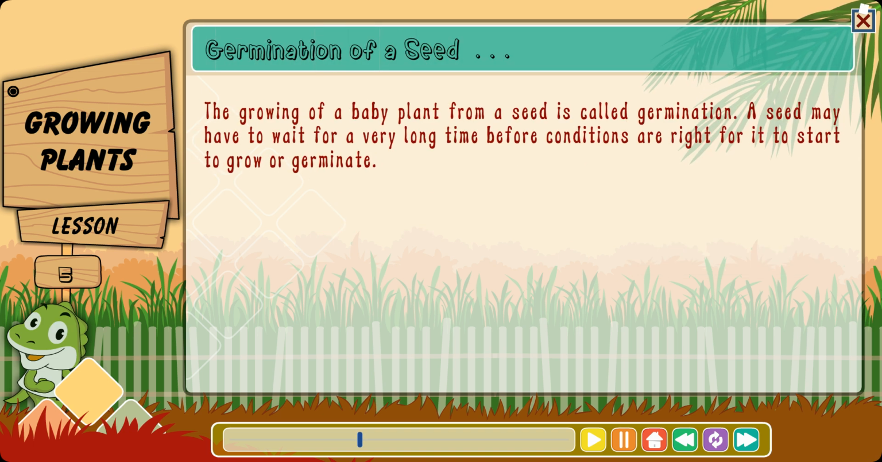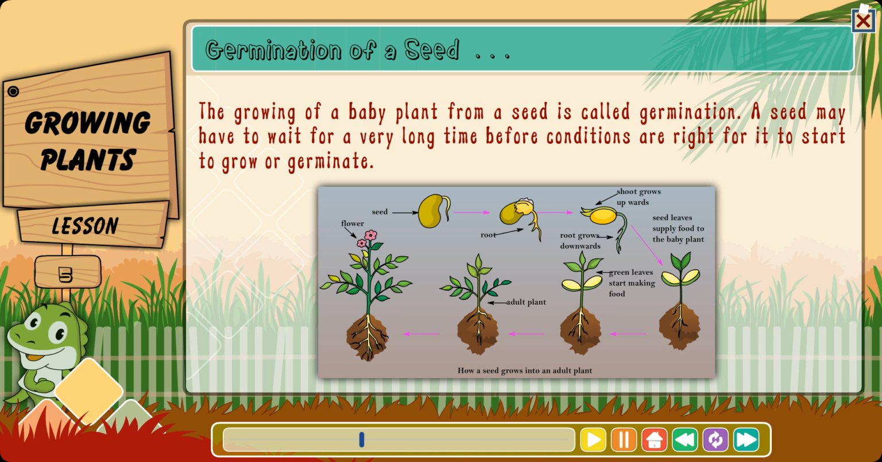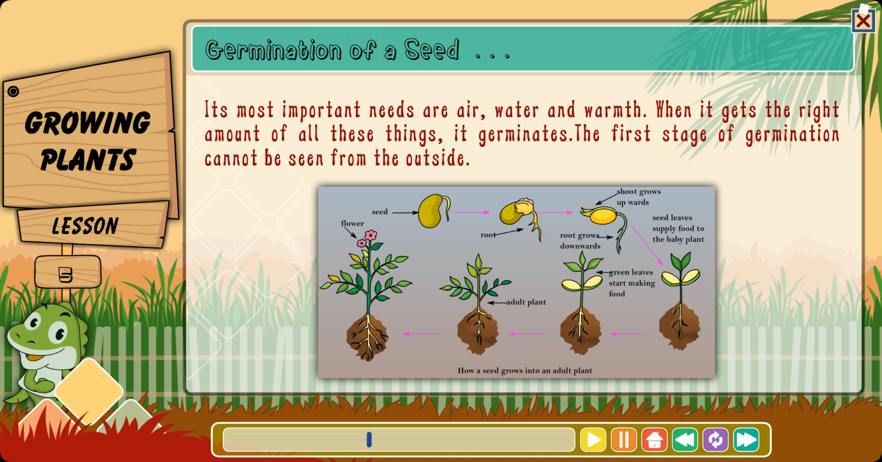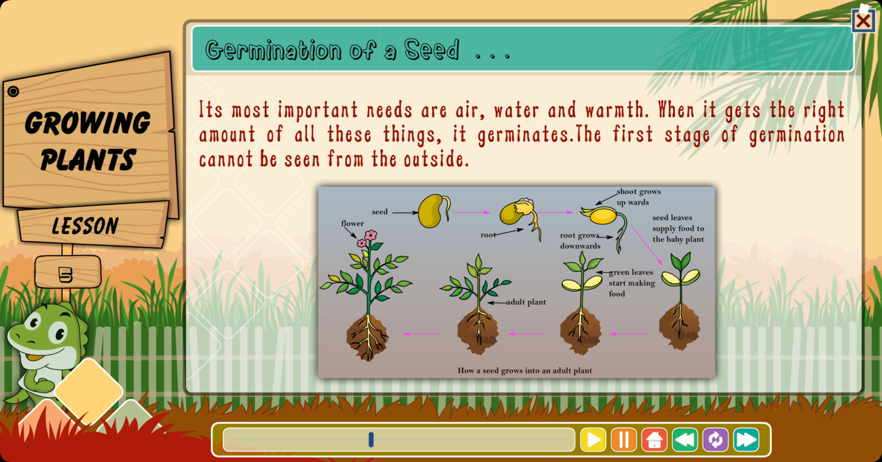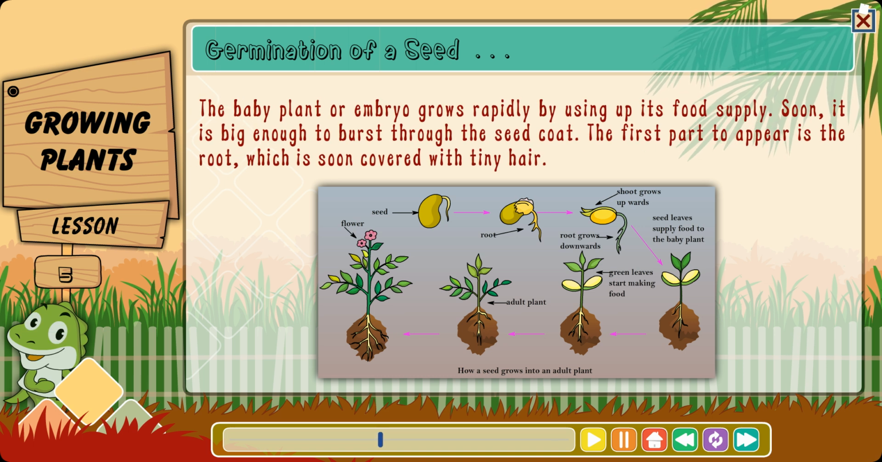Germination of a seed. The growing of a baby plant from a seed is called germination. A seed may have to wait for a very long time before conditions are right for it to start to grow or germinate. Its most important needs are air, water, and warmth. When it gets the right amount of all these things, it germinates. The first stage of germination cannot be seen from the outside. The baby plant or embryo grows rapidly by using up its food supply. Soon it is big enough to burst through the seed coat.